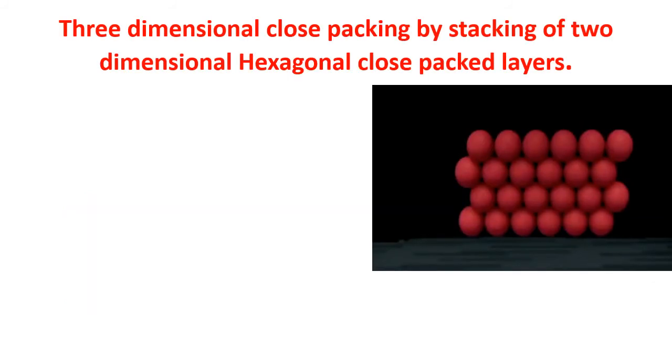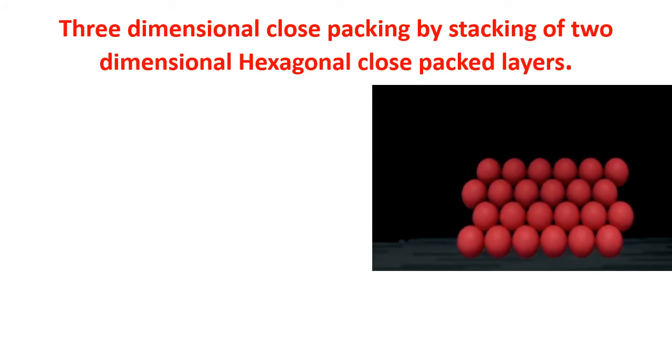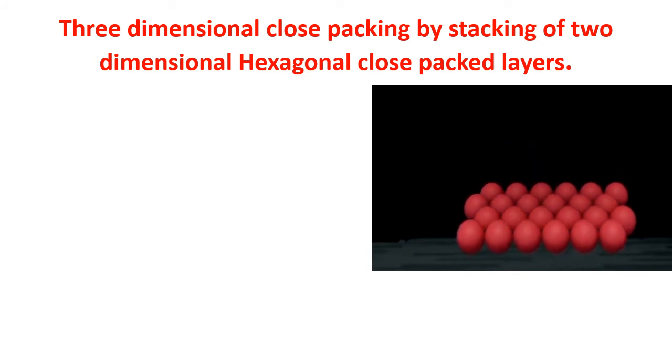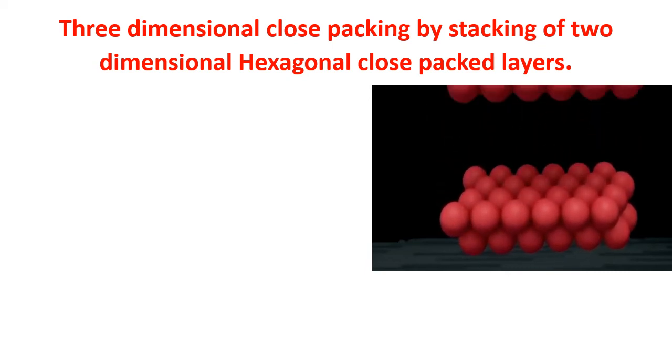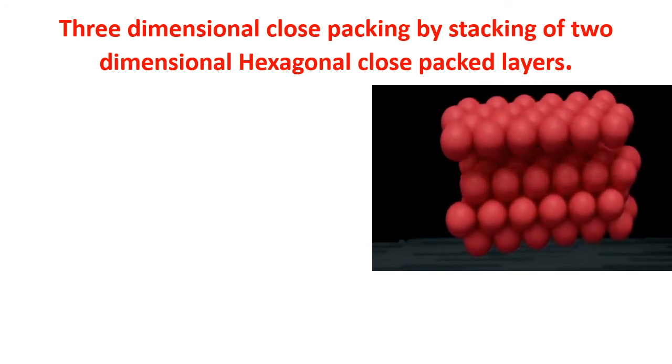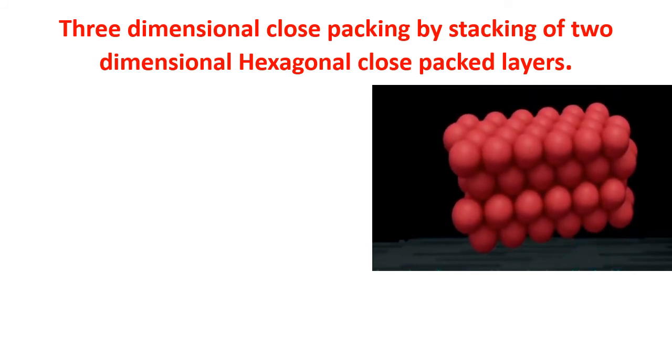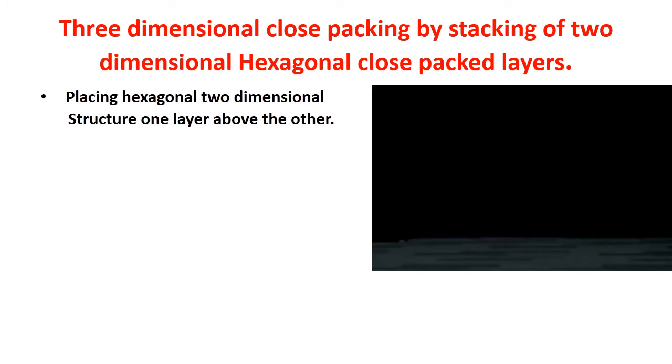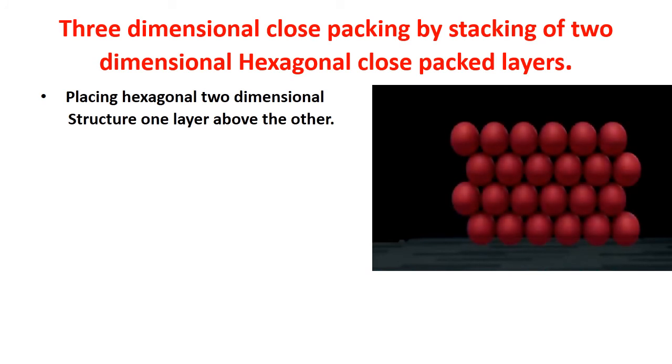Let us study how the formation of 3-dimensional close packing takes place by stacking of 2-dimensional hexagonal close pack layers. The 3-dimensional hexagonal close pack structure can be obtained by placing a hexagonal 2-dimensional structure one layer above the other. Let us know how the second layer is placed in a hexagonal close packing.